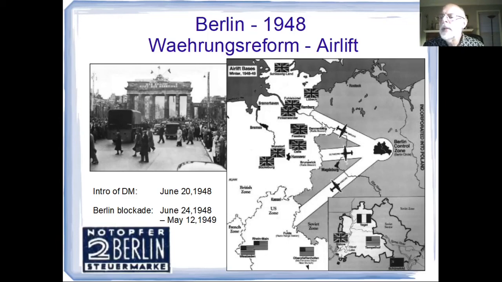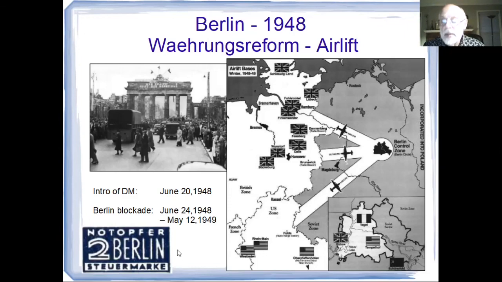And those were the three corridors here where the planes could fly, from the British zone, the American zone down here, and then down here the French zone. And this is just a picture of how the Brandenburg Gate looked like at the time.